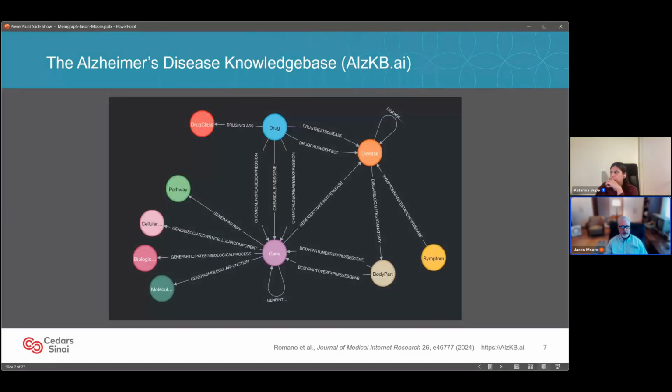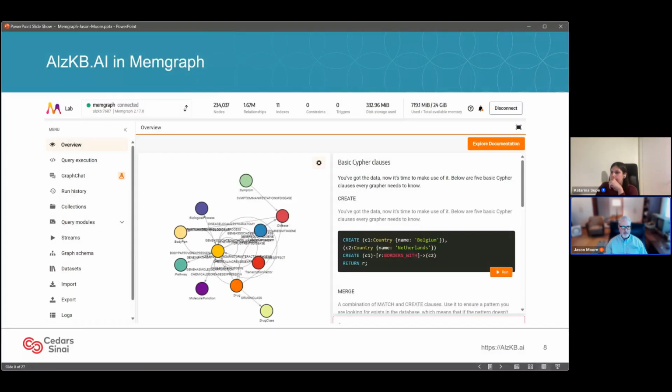So here are the entities that are captured in the biomedical ontology. Most of these I mentioned: genes, drugs, diseases, body parts, symptoms, pathways, and cellular, biological, and molecular function. And you can see some of the semantic relationships here that we capture with the ontology. This is the Memgraph page at AlzKB.ai. And you can see at the top here, we have about 234,000 nodes in the graph and 1.67 million edges or relationships.